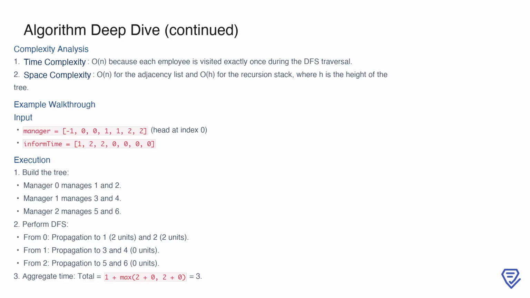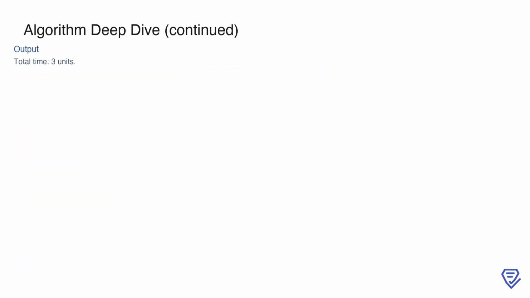Starting the DFS from the head, we calculate the propagation time for each branch. Informing employees 1 and 2 takes 2 units each. Employees 3, 4, 5, and 6 require no additional time as they are leaf nodes. The total time to inform everyone is 1 unit for the head plus the maximum of the propagation times, which is 1 plus max(2 plus 0, 2 plus 0), equals 3 units. The output for this example is a total time of 3 units.